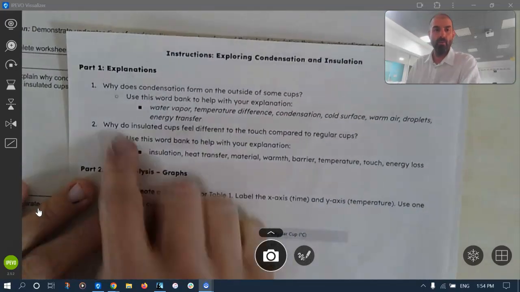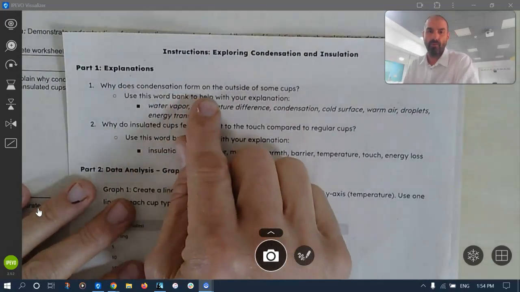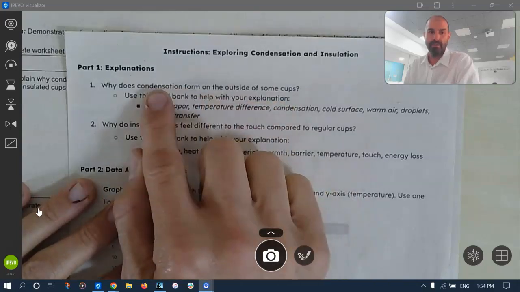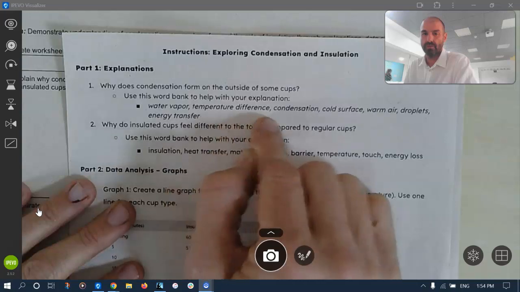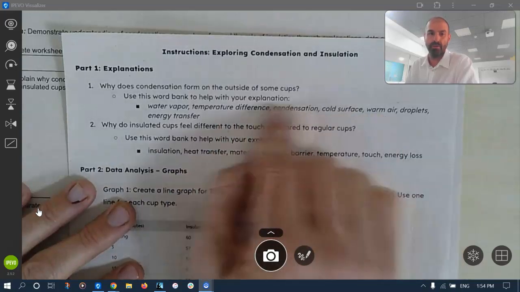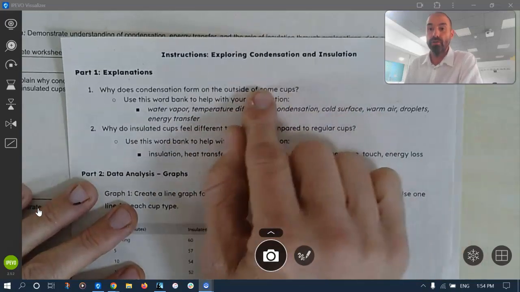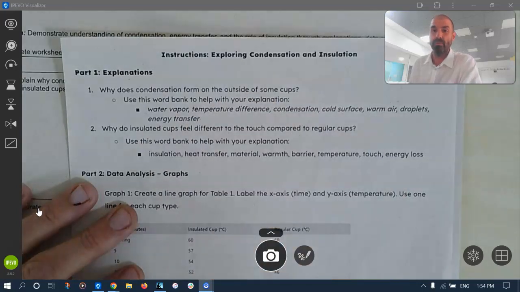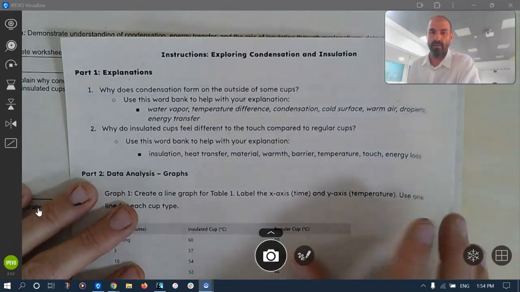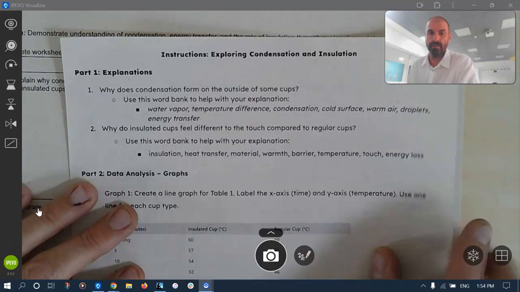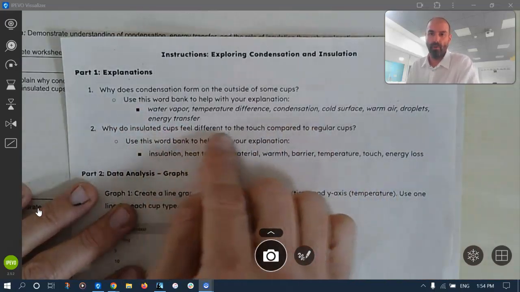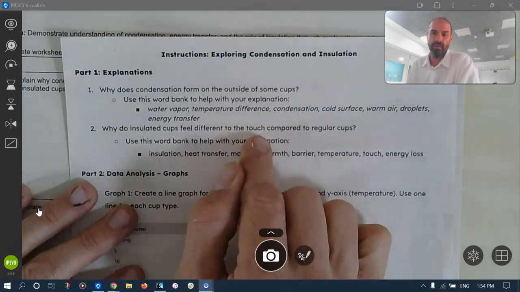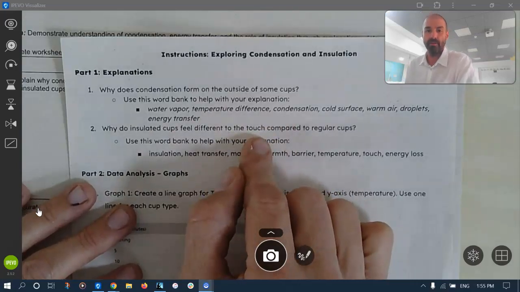Number one says, why does condensation form on the outside of some cups? Use this word bank to help with your explanation. We have water vapor, temperature difference, condensation, cold surface, warm air, droplets, energy transfer. So use any and all of these words to help you explain why condensation forms on the outside of some cups. If you were not here yesterday for the cup wall investigation, you can skip this today unless you want to try it and want to be a hero and go for it.